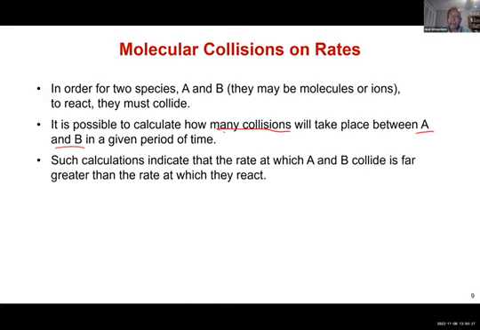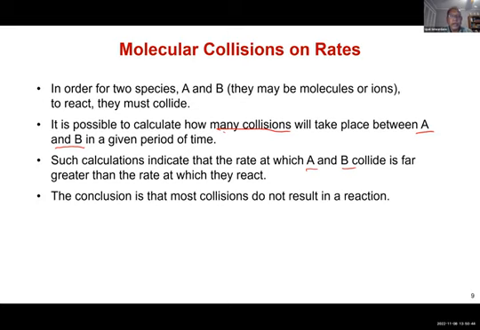Such calculations indicate the rate at which A and B collide is far greater than the rate at which they react. There are many collisions, calculations show, but not all collisions lead to products. Therefore, there are effective collisions. The conclusion is that most collisions do not result in a reaction. When you mix reactants in a container, they collide many times, but most of the collisions don't result in products.